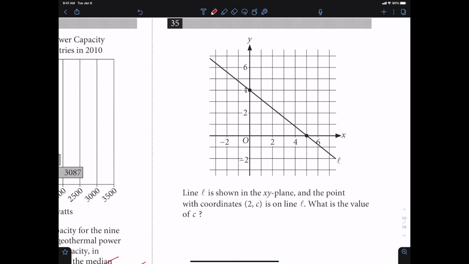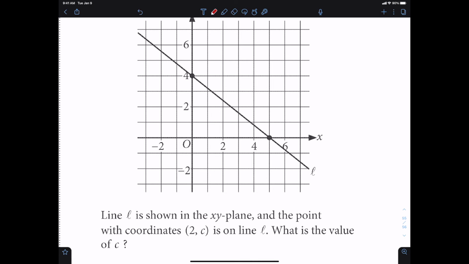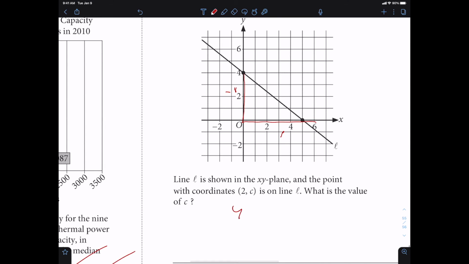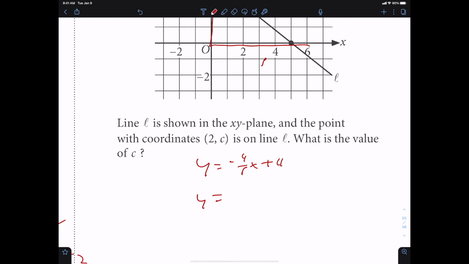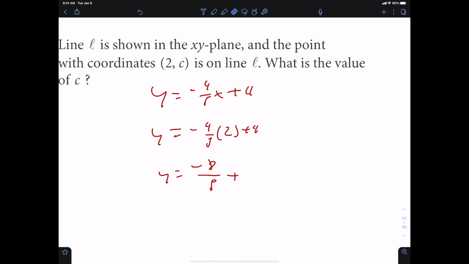Alright, problem number 35. Line L is shown on the xy plane with, okay, what is the y value of c? Cool. So we need to find the y value when x is 2, and the slope of this line is going to be negative 4/5. Okay, so we get y equals negative 4/5 x plus some y-intercept, and we know b is going to be 4 because it intercepts the y-axis at 4 right there. So let's plug in 2 for x to find the y value when x is 2. That's going to be y equals negative 8/5 plus 4. And then 4 is just going to be the same as 20/5.